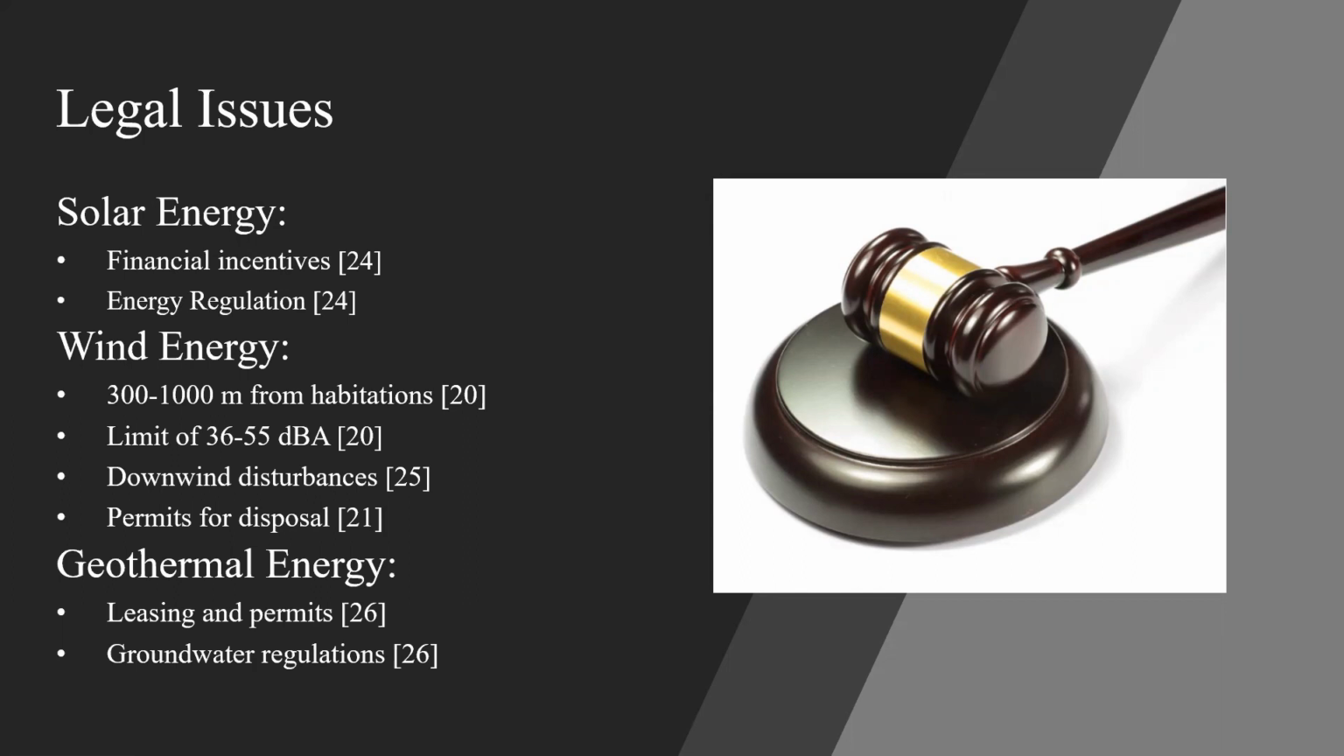And then for wind energy, there are regulations on how close wind turbines can be to homes in the US, and it varies depending on the state. It can go between 300 and 1,000 meters. There are also sound limits that turbines can produce, so they're not disturbing people. And there's an issue of downwind disturbance, and this is mainly an issue if there are quite a few turbines in the same area. After the wind goes through the turbine, it actually decreases, and this would affect another person's wind turbine if they're downstream from that turbine.